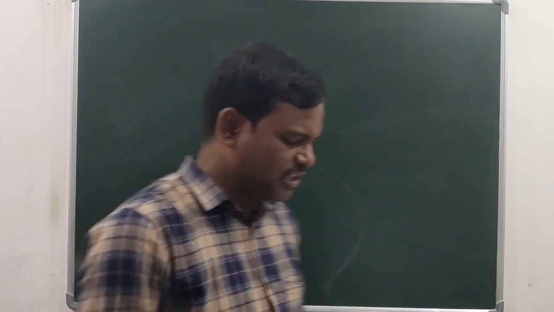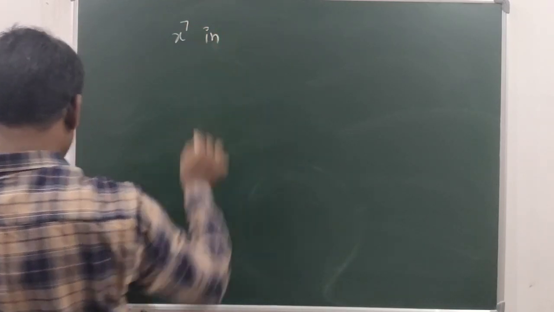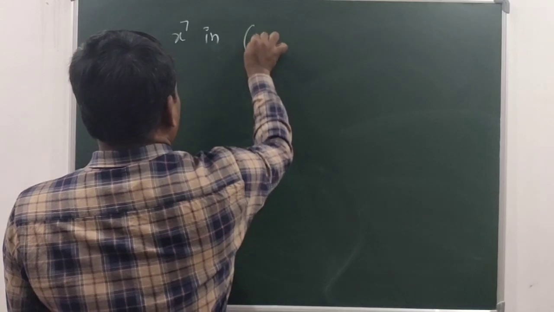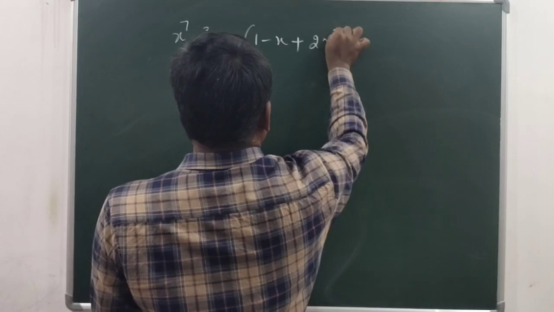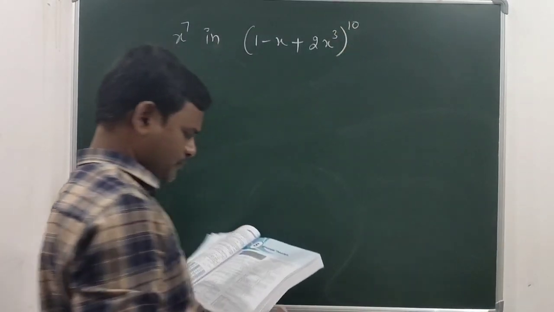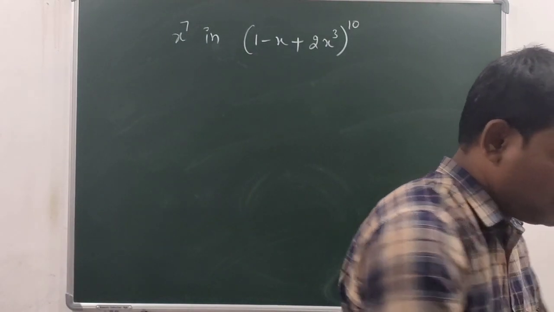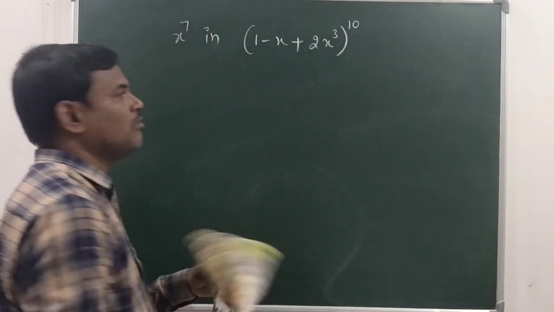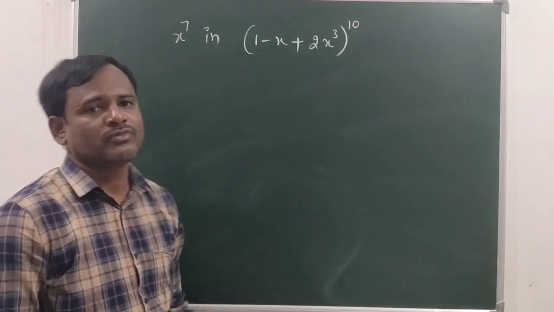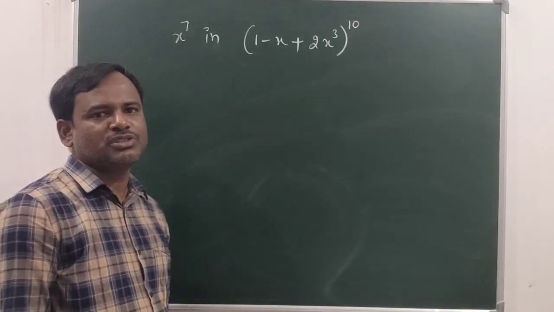See, what is the coefficient of x power 7 in 1 minus x plus 2x cube whole power 10? What is the coefficient of x power 7 in that expansion? Tell me. What is the coefficient of x power 7 in this expansion? So how do you answer this question?